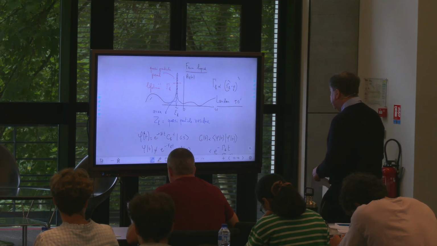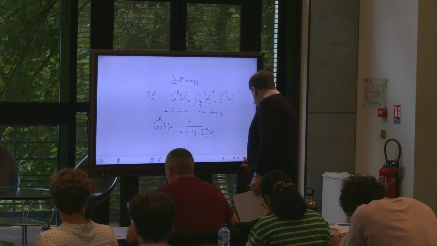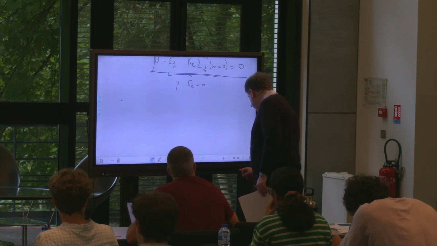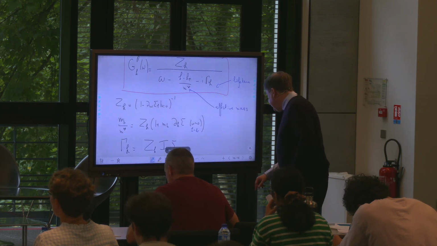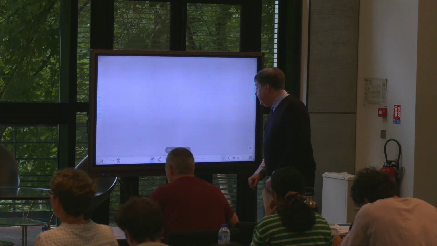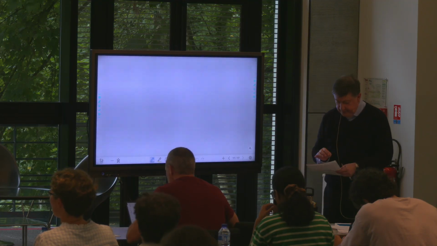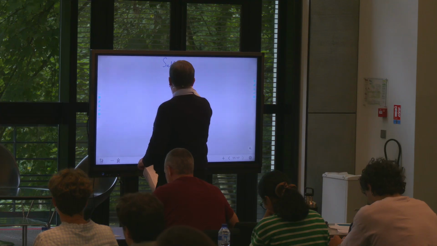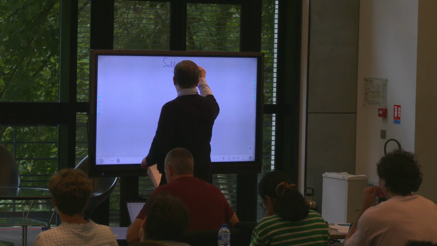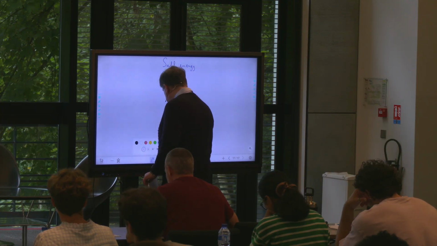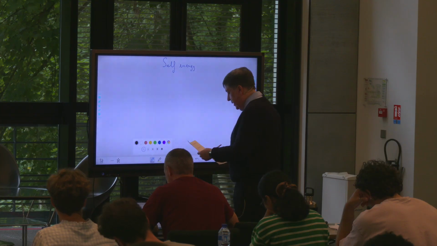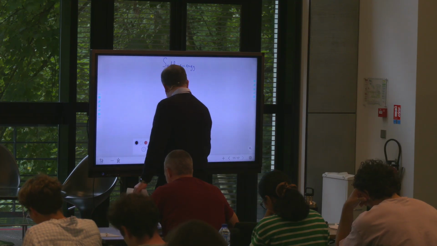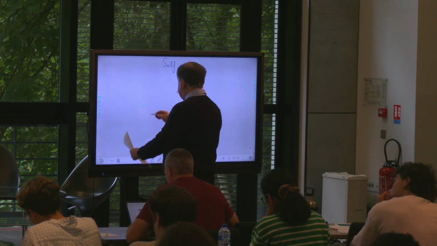So I would like to finish this chapter by just drawing a picture and saying how the self-energy looks like. Oh, why is it blue? Okay. So I'd like to make a picture. Is there any way to draw a straight line here?